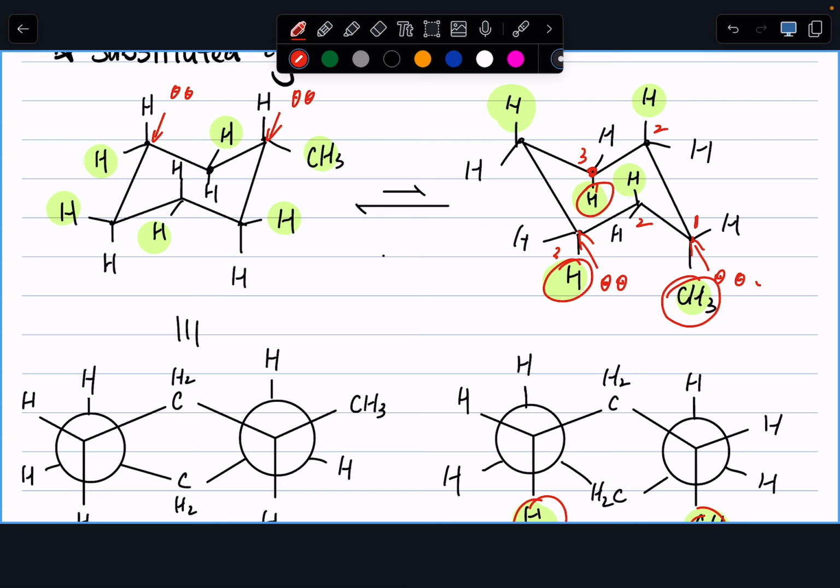The take-home message here is that whenever you have a substituted cyclohexane, you want to put the sterically bulkier group on the equatorial position, not on the axial position. The more groups you have on the axial position, the less stable that ring conformation is.